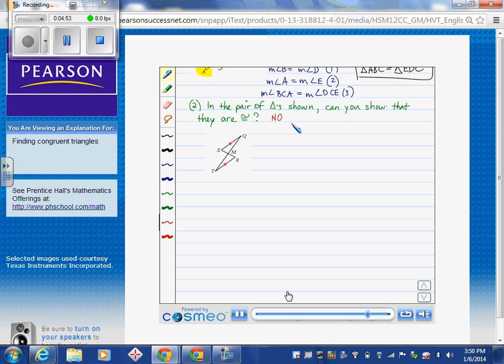You may have tried to show that they are, but the truth is there's not enough information here. I do have parallel lines, and I know for parallel lines that alternate interior angles are congruent. So I have these pairs of angles congruent. I also have vertical angles in the center, and those are congruent. So I know that all three pairs of corresponding angles are congruent, but I do not know anything about the lengths of the sides.